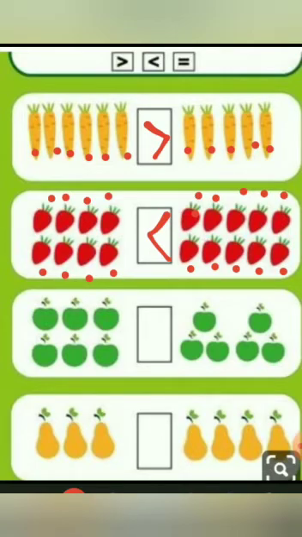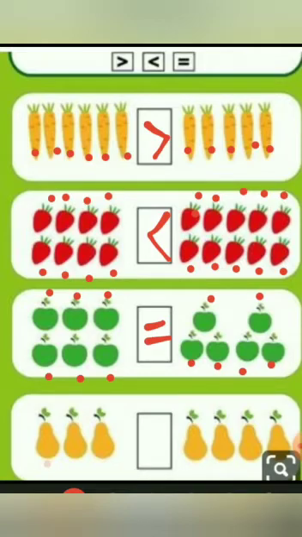Count these apples. 1, 2, 3, 4, 5, 6. There are 6 apples in one group. Count another group of apples. 1, 2, 3, 4, 5, 6. There are 6 apples in another group. Both groups are equal. So 6 is equal to 6.